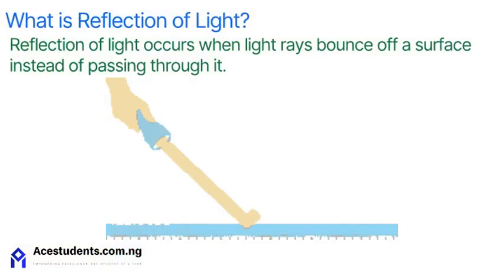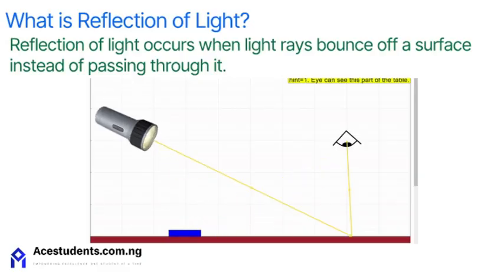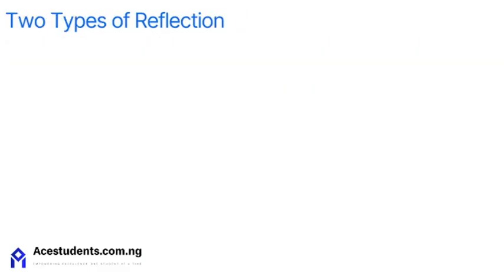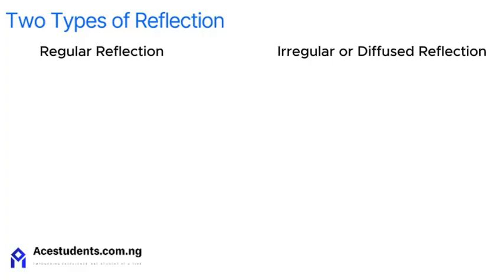Reflection of light happens when a ray of light strikes a surface and bounces back into the same medium. The behavior of this reflection depends on the type of surface the light hits. There are two major types of reflection. Number 1 is regular reflection. Number 2 is diffused reflection.